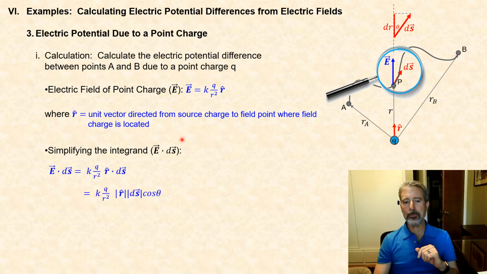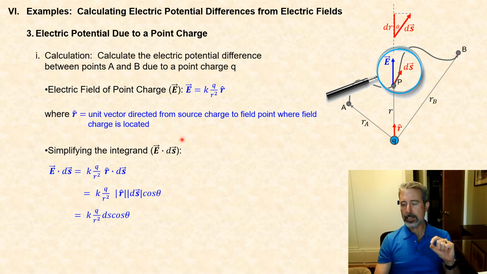And you'll notice that when we do the dot product, r hat dot ds, by the definition of a dot product, it's the magnitude of r hat times the magnitude of ds times the cosine of theta, the angle between those two vectors. And remember, the magnitude of any unit vector is 1. ds is not a unit vector, but I want you to notice that we put in a magnitude of 1 for r hat.